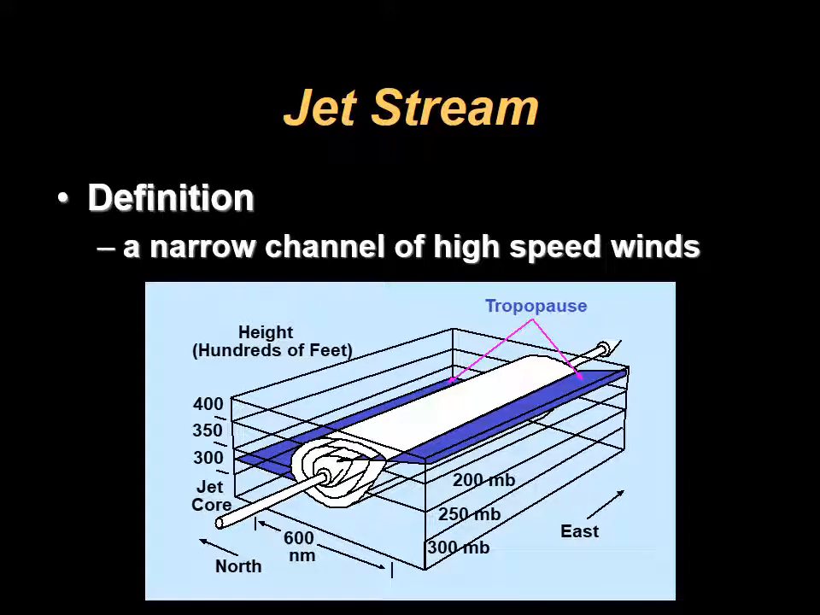A jet stream is actually just a narrow channel of very fast, high-speed winds. Jet streams can happen anywhere in the atmosphere, even down at low levels. As a matter of fact, during the summertime, there's a low-level jet stream that usually kicks in across the central plains of the United States. But in synoptic meteorology, we're going to spend our time looking at high-altitude jet streams, typically found right near the tropopause.